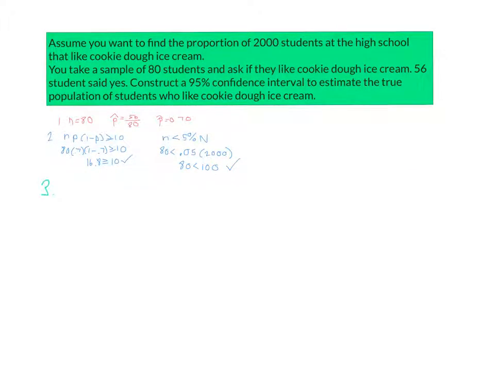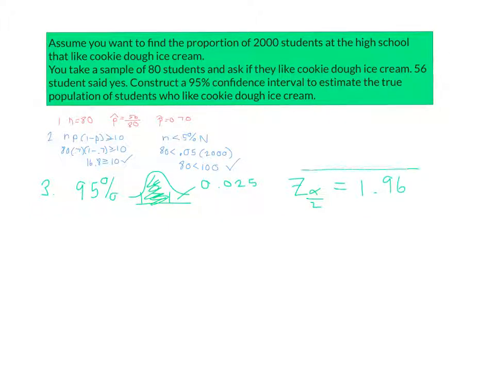Step 3 is to figure out what our confidence level is. So it's 95%. And we need to find the z-score that goes with the 95% confidence level here. So if that's 95% in the region, then my alpha is 0.025. And the z-score that goes with that alpha over 2 will equal 1.96. So the z-score that we'll need to use is 1.96.